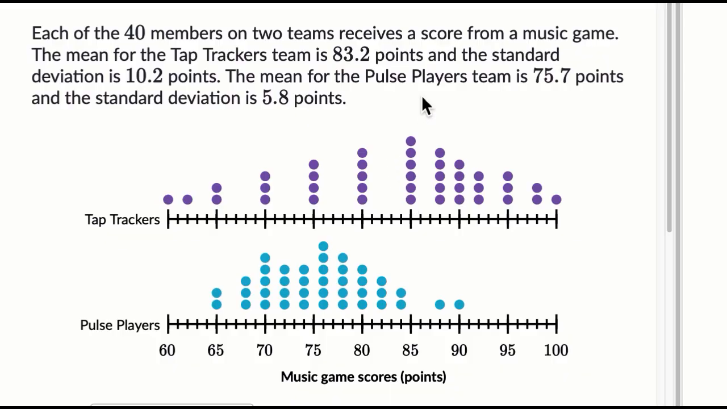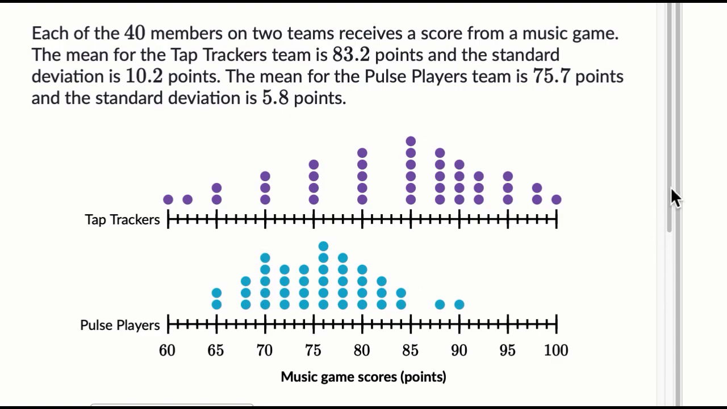The mean for the pulse players team is 75.7 points, so it's lower. 75.7 would be right around here. All right, and the standard deviation is 5.8. So they have a lower mean and a lower standard deviation. If you view mean as a form of average, they have a lower central tendency, but they're also less spread apart because they have a lower standard deviation. One way to think about it is they're more consistent.